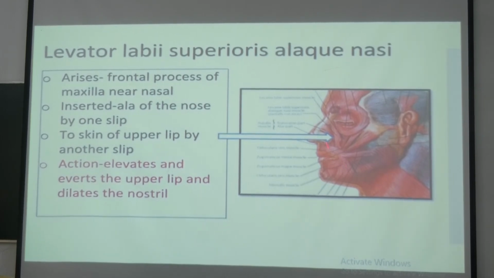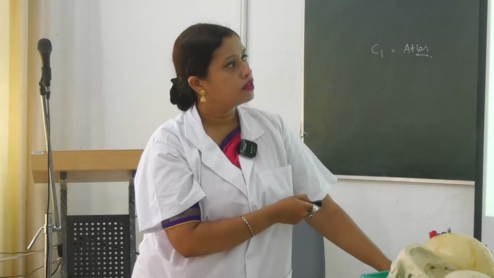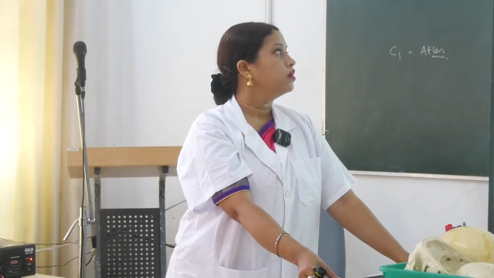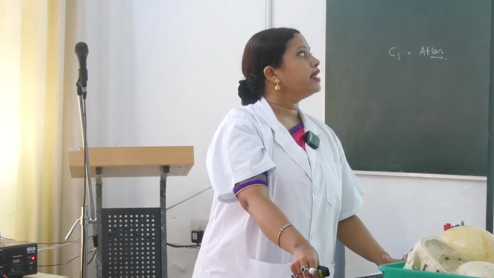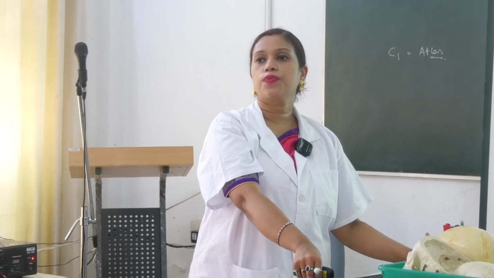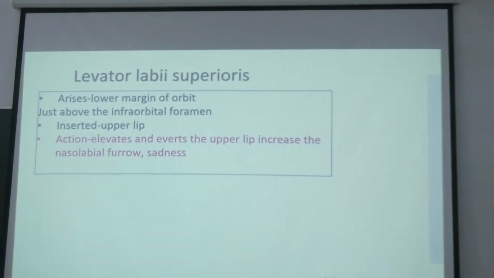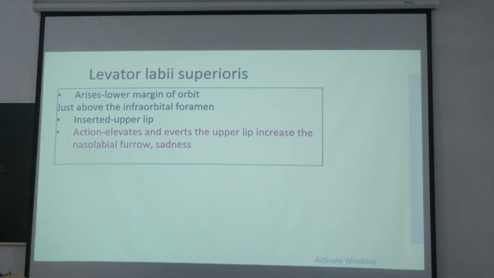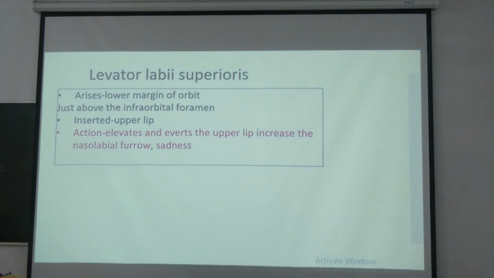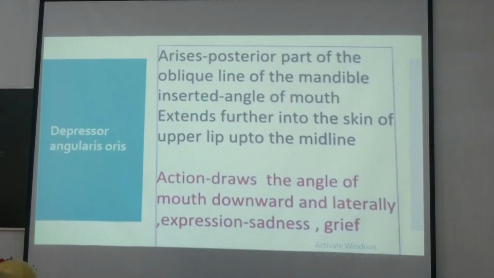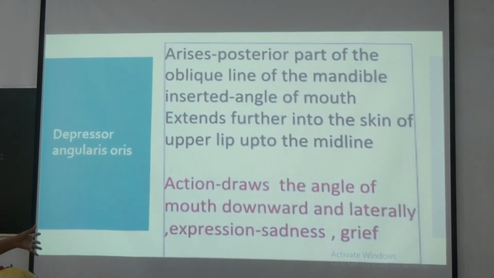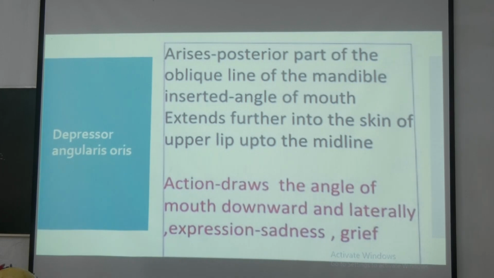So you could see where it is present. This is the muscle, this one, okay, from the nose and the upper area of the lip. Okay. So now levator labii superioris, it is also present on the superior aspect and it is the muscle of sadness. Okay, so each and every muscle is concerned with each and every expression. Now depressor anguli oris, okay, this is also the muscle of grief and also the muscle of sadness.